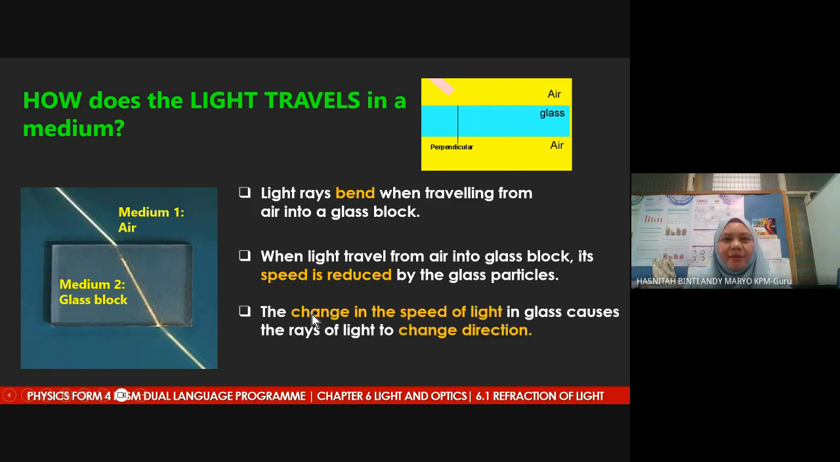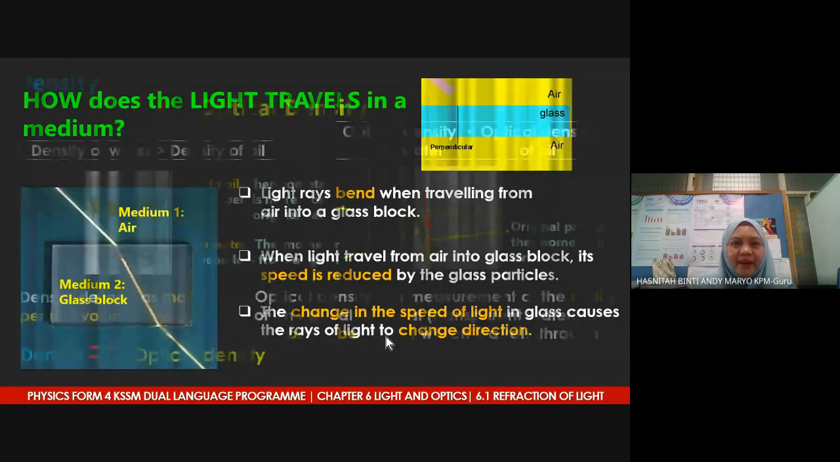Then number three, the change in speed will cause the ray of light to change direction. So a change in speed will cause a change in direction. So by this we say the light ray is refracted. Okay, the light ray is refracted.